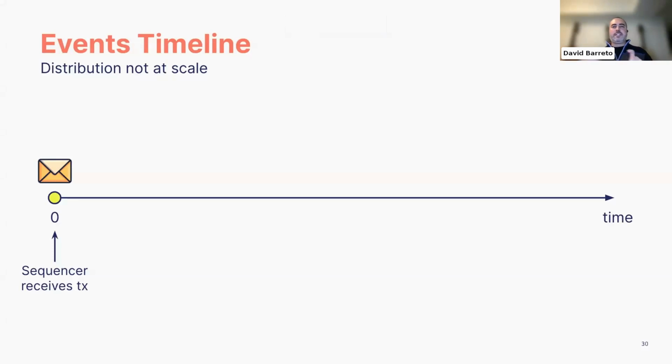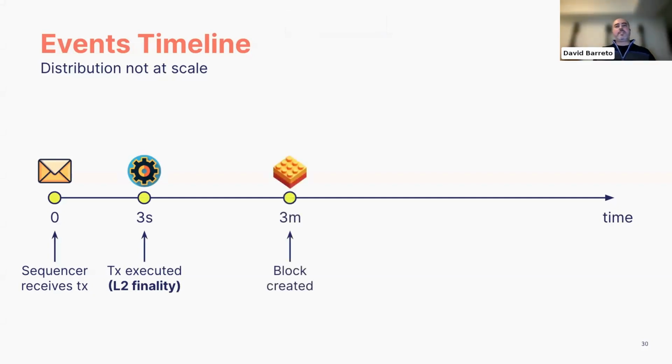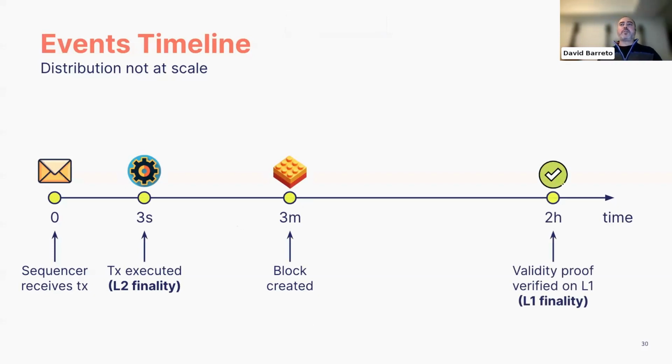So to see all these events in a single timeline, it all starts when the sequencer receives your transaction, that is, let's say, time 0. Then about 3 seconds later, the transaction gets executed in the sequencer. That is what we consider to be layer 2. 3 minutes after being received by the sequencer, that block is actually created, is minted. And then 2 hours is when the validity proof that corresponds to that transaction and that block is actually sent to layer 1 and verified. That's what we consider to be layer 1 finality. Just keep in mind these 3 events of the network.